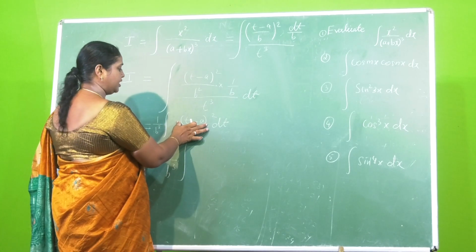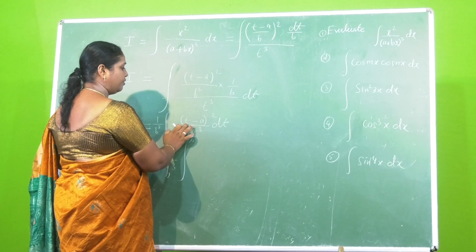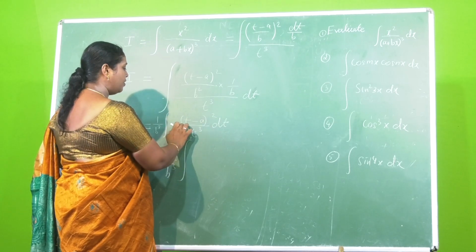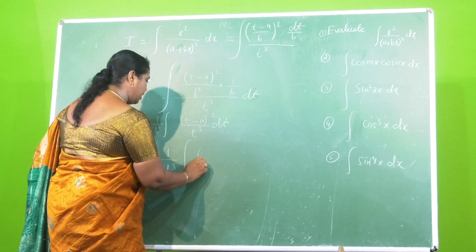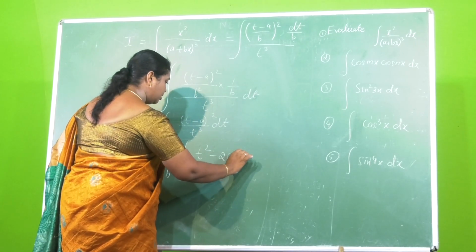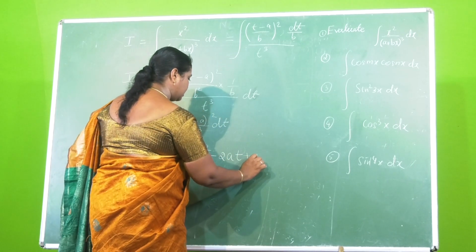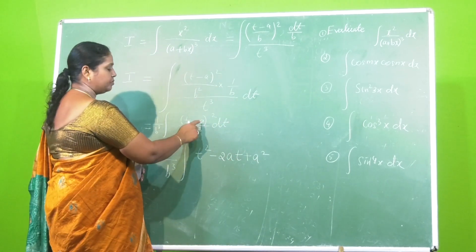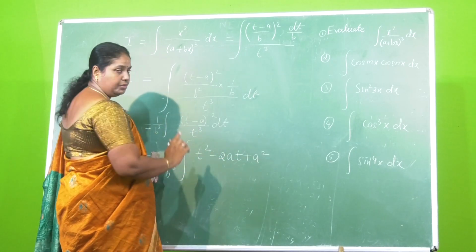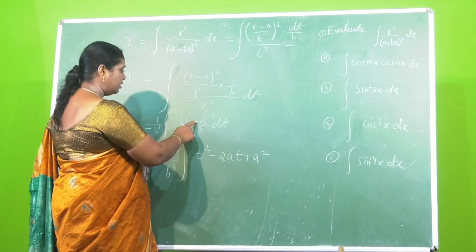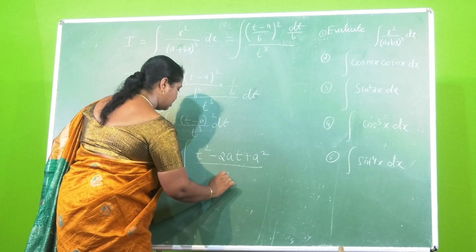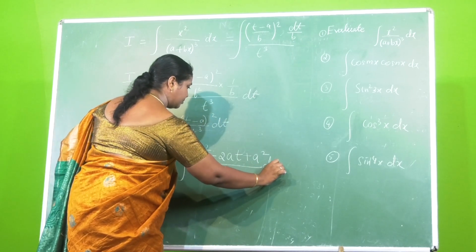We have to expand this expression. This is nothing but the famous formula, (a minus b) the whole square. If you use the formula, this is nothing but t square minus 2at plus a square, because (a minus b) square is a square minus 2ab plus b square. Here a is t, b is a. So this expression will be like this, divided by t cube.